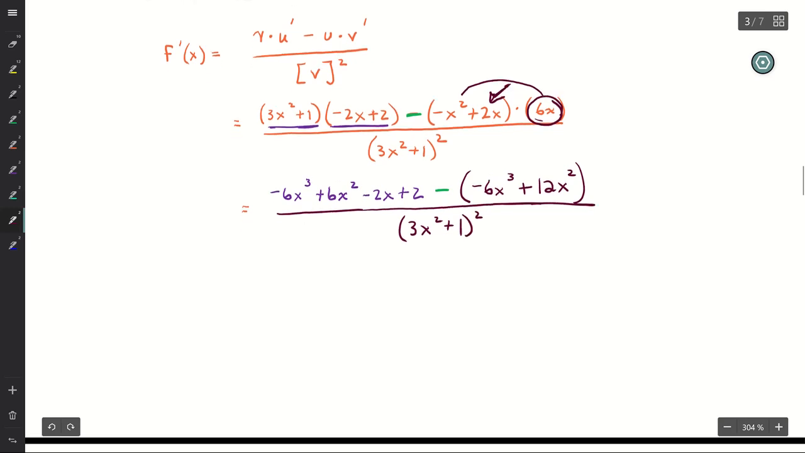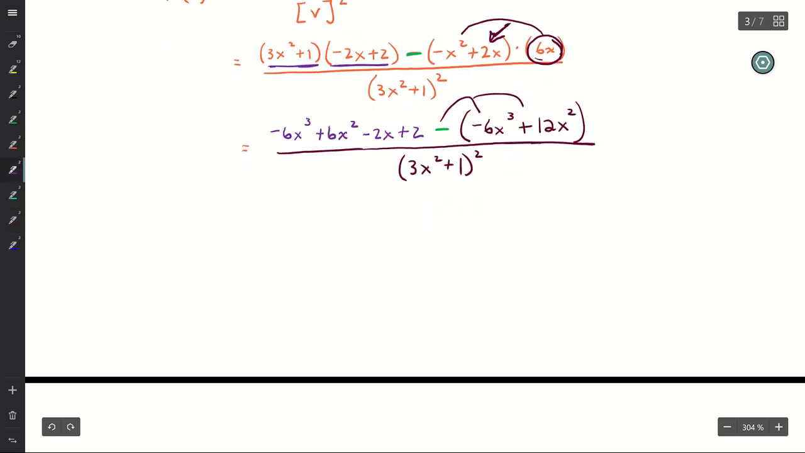All right, I'm going to go ahead and distribute this negative. And then we're going to see if we can wrap it up by combining like terms, and then maybe see if we can factor before we finish. So negative x to the third plus 6x to the second minus 2x plus 2, and then plus 6x to the third minus 12x squared. And then all over still the bottom squared.